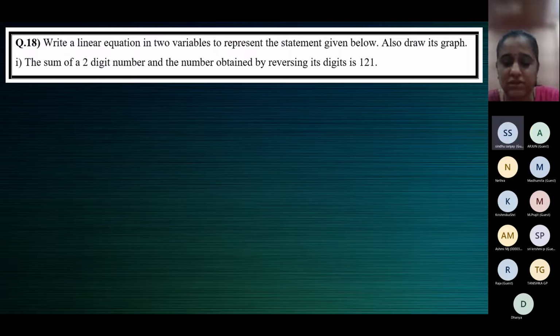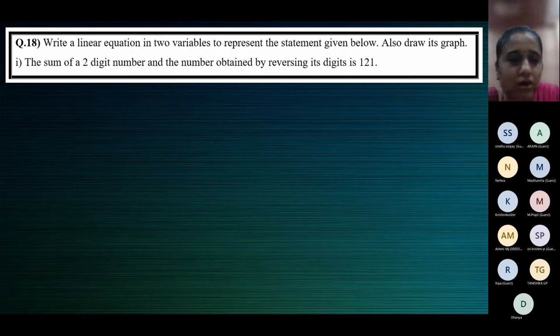Ma'am, I got the answer. The required equation is x plus y minus 11 equals 0, ma'am. Okay, this is Sindhu or Sanjay? Sanjay, is it? Yes, ma'am. Both got the same answer, ma'am. Both of you have got the same thing. All right.